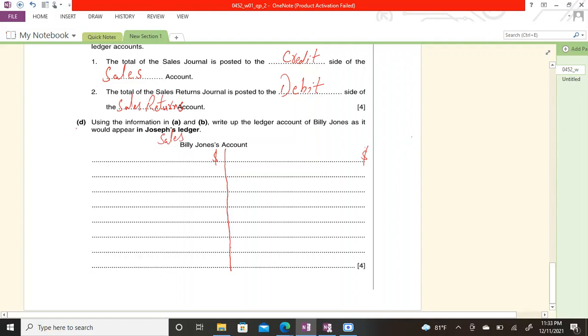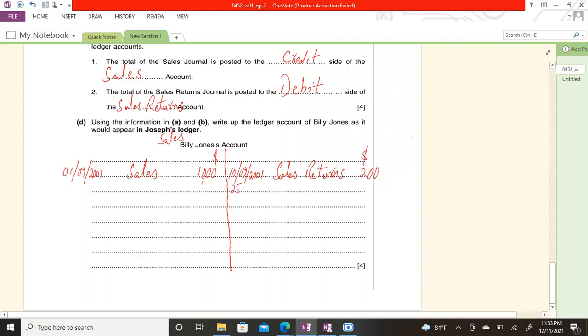So Joseph sold the goods. On 1st September 2001, sales will be 1000. Then some of the goods are returned on 10 September. So 10/9/2001, sales returns, and sales returns is for 200.